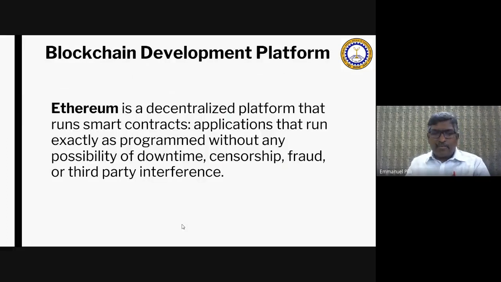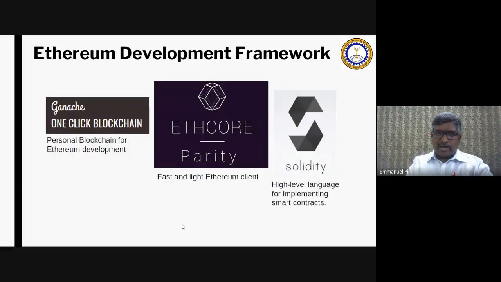And then the development platforms other than the Bitcoin Core blockchain, you have Ethereum. Ethereum is a decentralized platform which runs smart contracts, and applications that run exactly as programmed without any possibility of downtime, censorship, fraud, third-party interference. All these are possible with Ethereum, and Ethereum is again a tested thing. But of course, there are some vulnerabilities as we looked at. But by and large, this is an open source development environment.